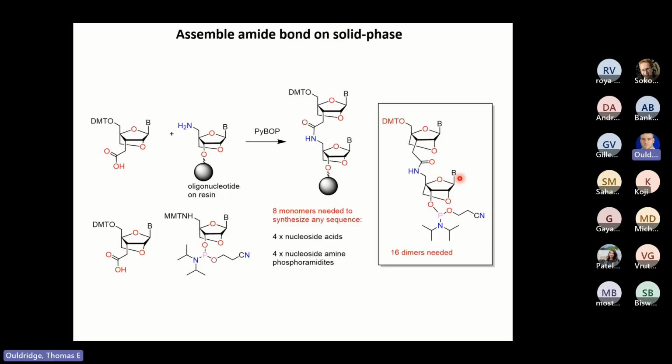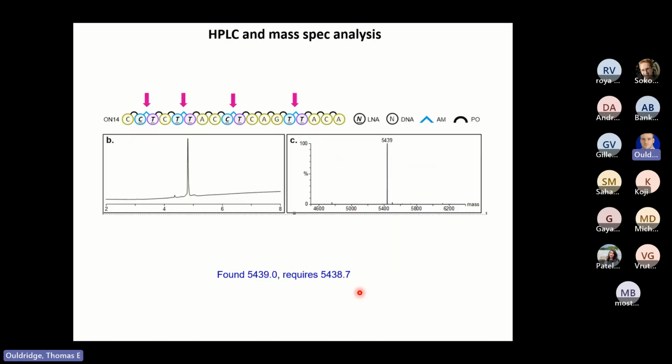I'm not going to go into the chemistry of making these oligonucleotides, other than to say you can assemble them on solid phase from acids and amines, or you can incorporate them as phosphoramidite dimers. This is a lot of work, but nevertheless, you can make these oligonucleotides in reasonable quantities. And this is an example of an oligonucleotide which contains 4 amides, LNA amides. This is the HPLC and this is the mass spec, just to show that we can make them, purify them, and get them in reasonable amounts.